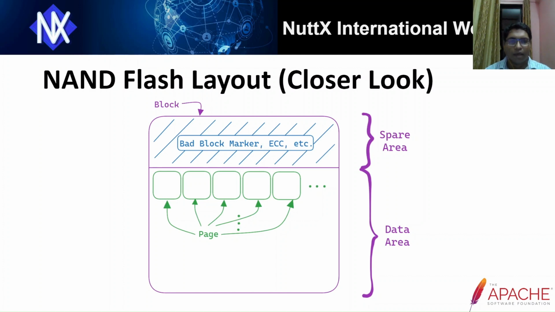This is the block and it has two areas that are divided. One is a spare area which is there to hold metadata about the block. For example, error correction codes or bad block markers, which are basically markers that denote if the block is a bad block or not, and this is set by the manufacturer. And inside the data area there are pages. So most interestingly, the smallest readable or writable unit of a NAND flash is the page, while the smallest erasable unit of a NAND flash is the block.